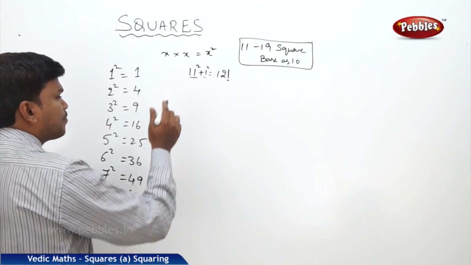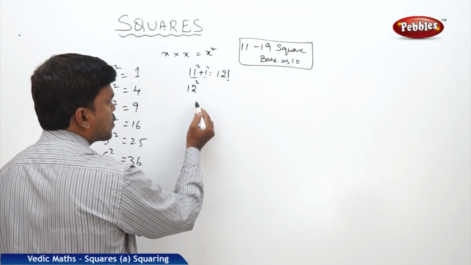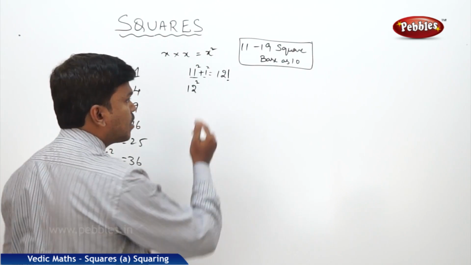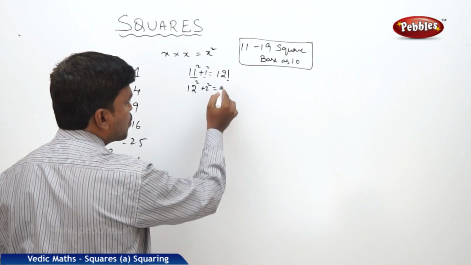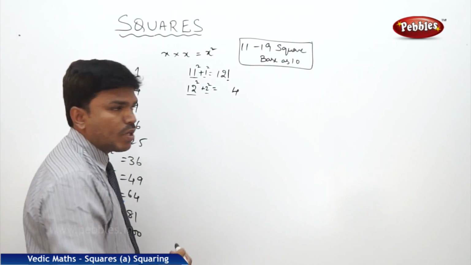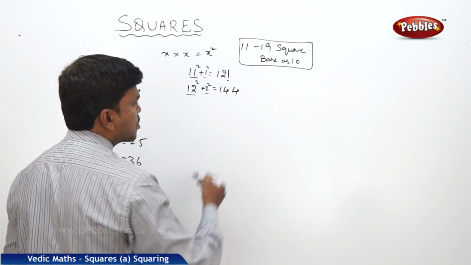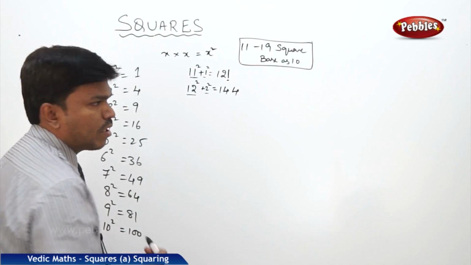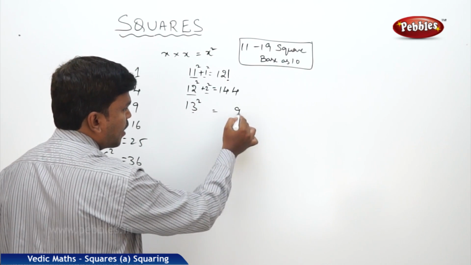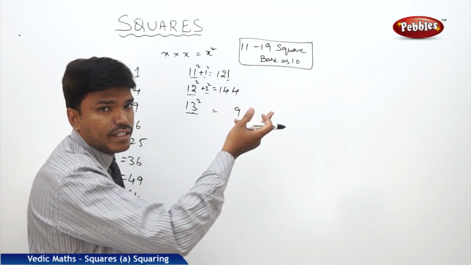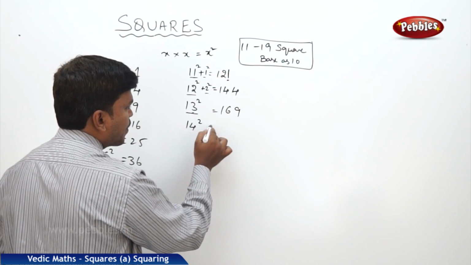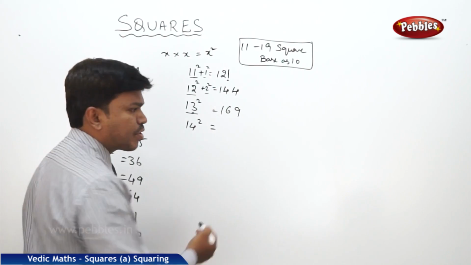One more example. Suppose I need 12 square. First of all, if you compare with the 10, 12 is how much more? 2 more, right? So what is 2 square? 4. Now 12 plus 2, 14. So the answer is 144. Similarly 13 square. 3 square, 9. 13 plus 3, 16. Similarly 14 square. 4 square, 16.